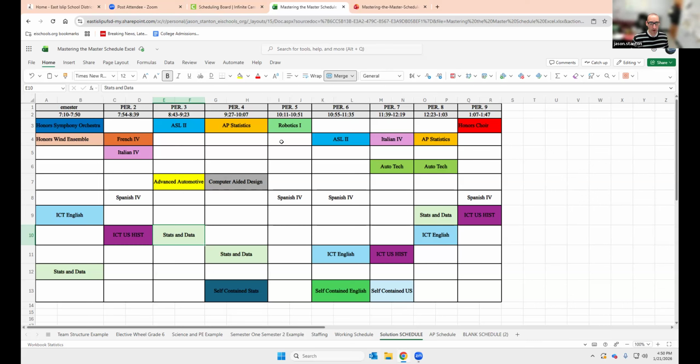Okay. I avoided for all of them the robotics elective, and I moved my self-contained students this way. And I looked in my course requests to know that all my self-contained students didn't need computer-aided design as a course. If they did, then I would have to move this course. Maybe they didn't want advanced automotive, my other singleton here in the schedule, it would go here. Any questions?